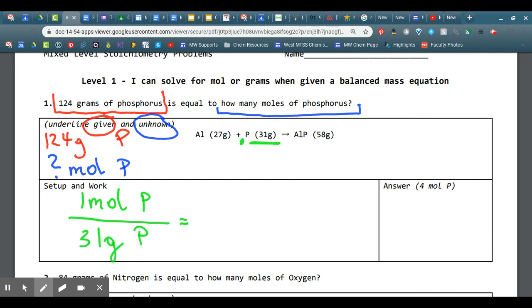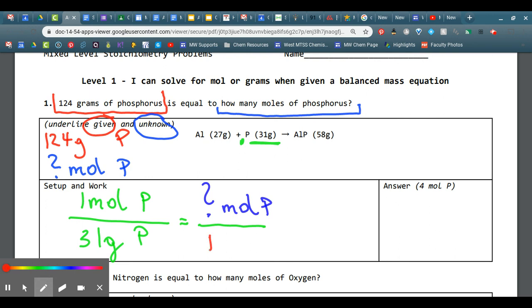Okay, now I am going to go back to my given and my unknown, and I'm going to put it into the ratio so that my units match up. Okay, the first unit in my first fraction is moles of P, and moles of P is what I'm looking for. So I'm going to go ahead and put down question mark moles of P, and the thing that I am given is the grams of P. So that's going to go on the bottom of my ratio.